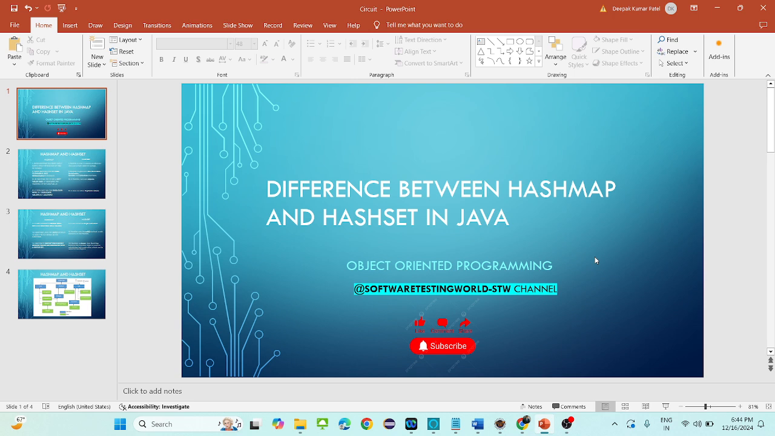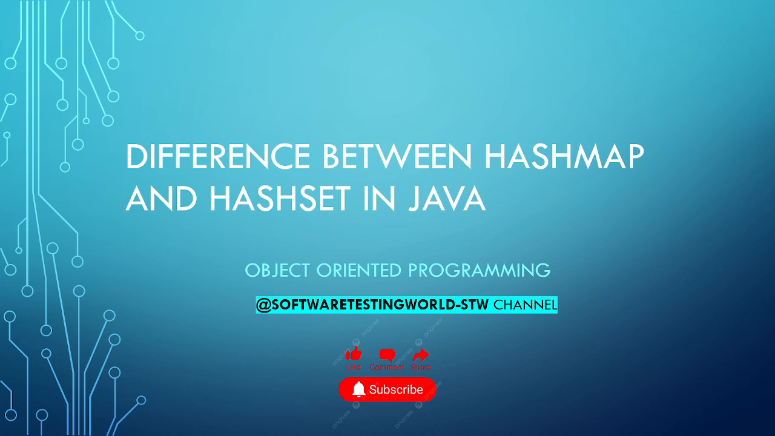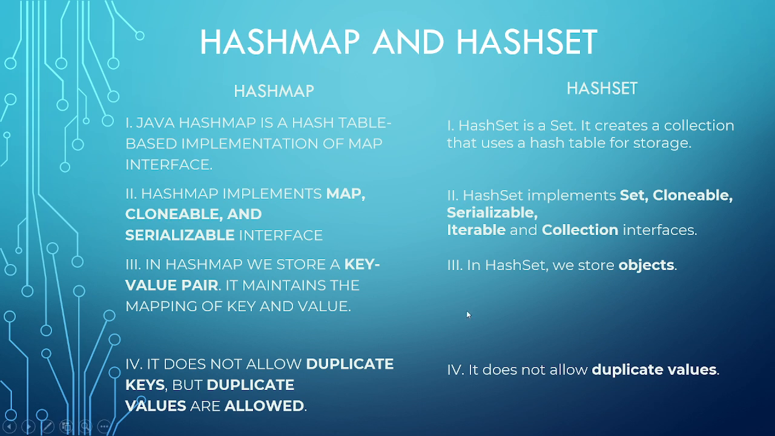So in today's session, we'll cover the basic difference between hash map and hash set. We already know, guys, that both classes, hash map and hash set, belong to the collection framework. So have a look. What is hash map? Java hash map is a hash table based implementation of the map interface. What is a hash table, guys? It's a data structure.